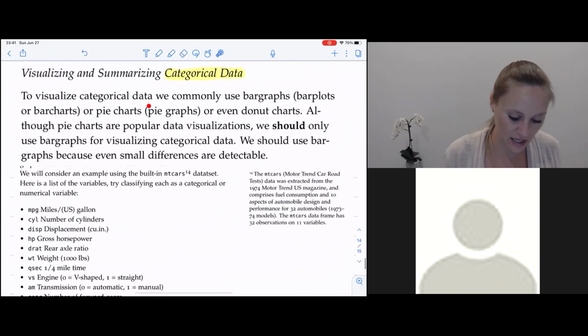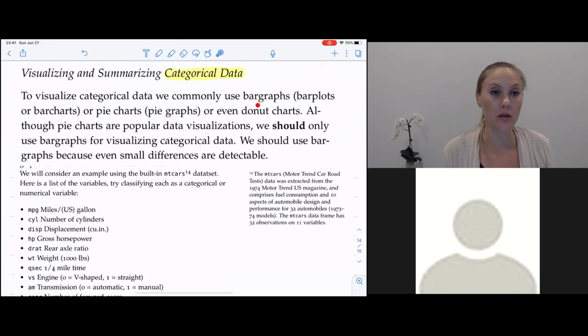So to visualize categorical data, we commonly use bar graphs or pie charts or even donut charts, but I'll talk about that later. Pie charts are popular data visualizations. We should only use bar graphs for visualizing categorical data. Okay. And the reason for that is that we should use bar graphs because even small differences are detectable. Whereas a pie chart, and I've got an example, you can't see those.